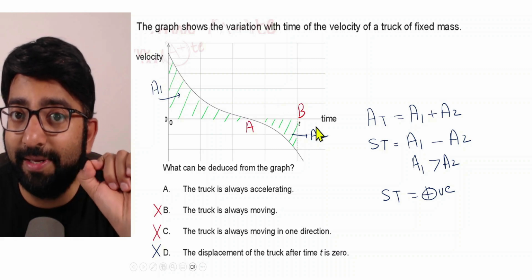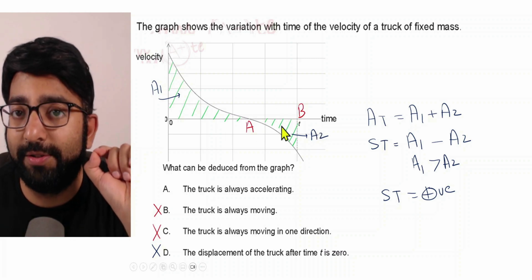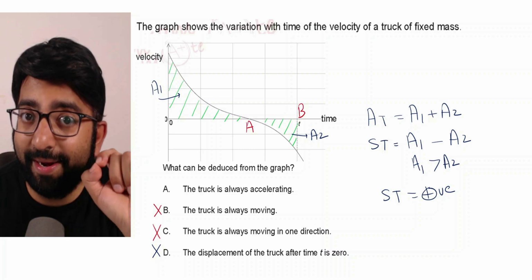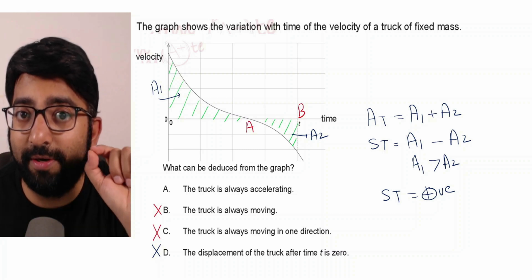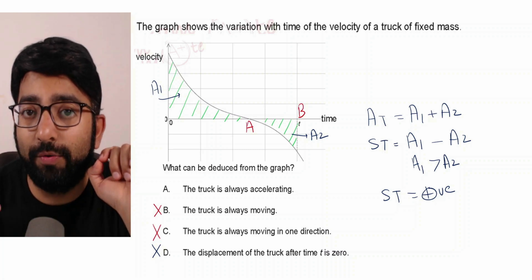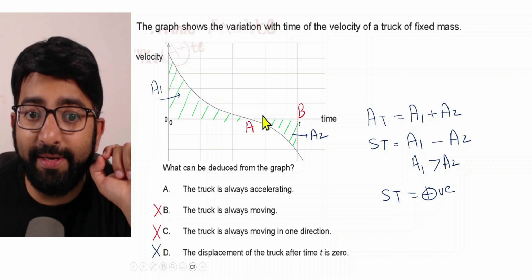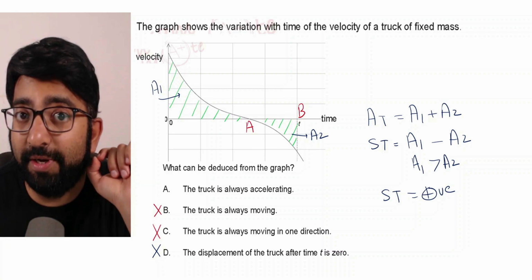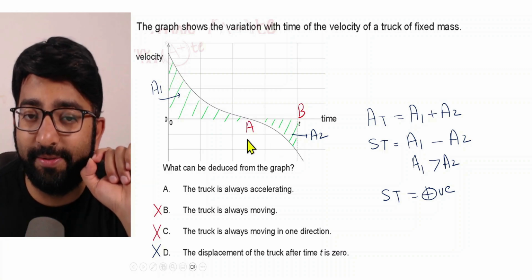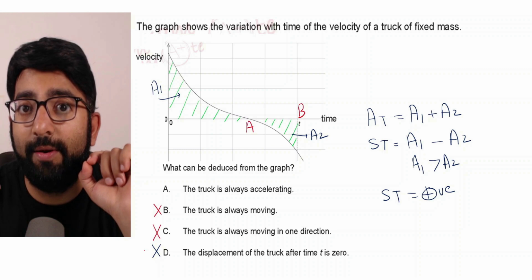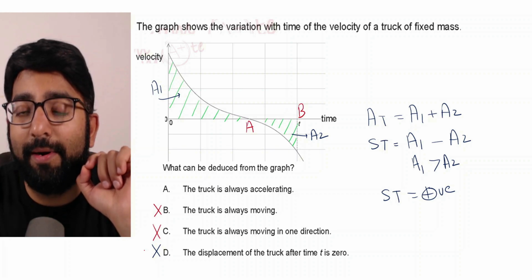And how do we find acceleration from the velocity time graph? Remember the logic? Acceleration is the gradient of a velocity time graph. And for the gradient to be zero, the tangent drawn to the graph should be parallel to the x-axis. And if you analyze this graph, there does not exist any point on this graph where the tangent drawn is parallel to the x-axis.